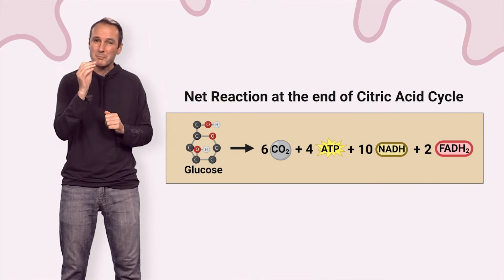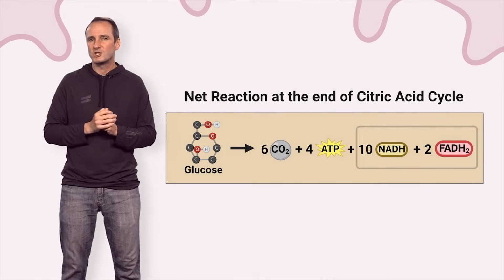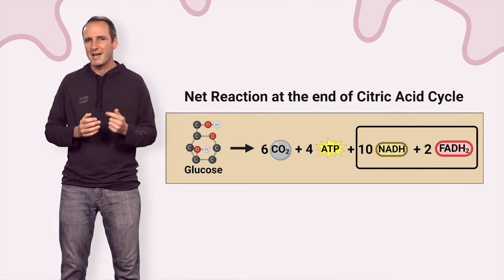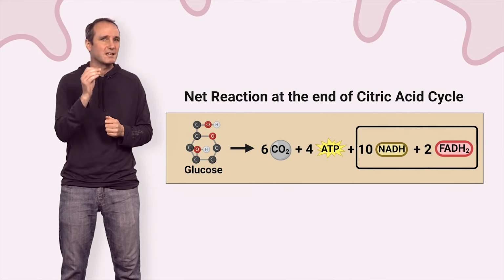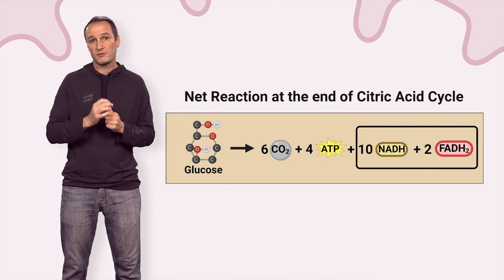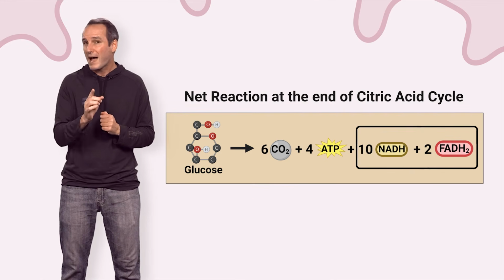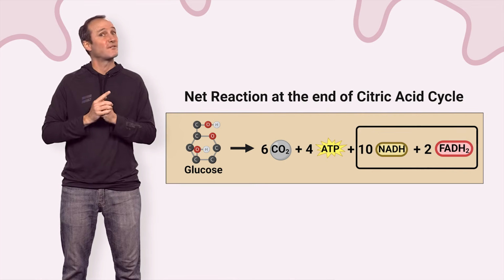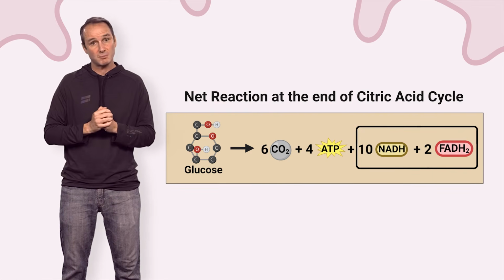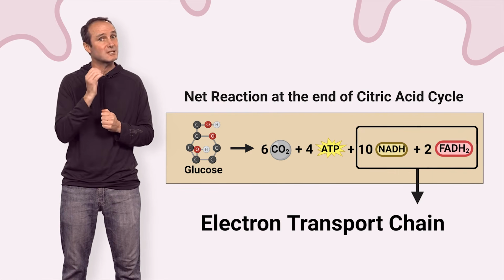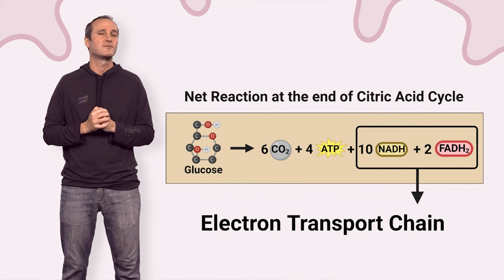Well, that's a lot of steps for only 4 ATP. But the cool thing here is that the big payoff comes with those high energy electron carriers, NADH and FADH2. That is where most of the potential energy from that glucose molecule is currently stored. And to get at that, what we have to do is move to the final stage of cellular respiration, what we call the electron transport chain and oxidative phosphorylation.